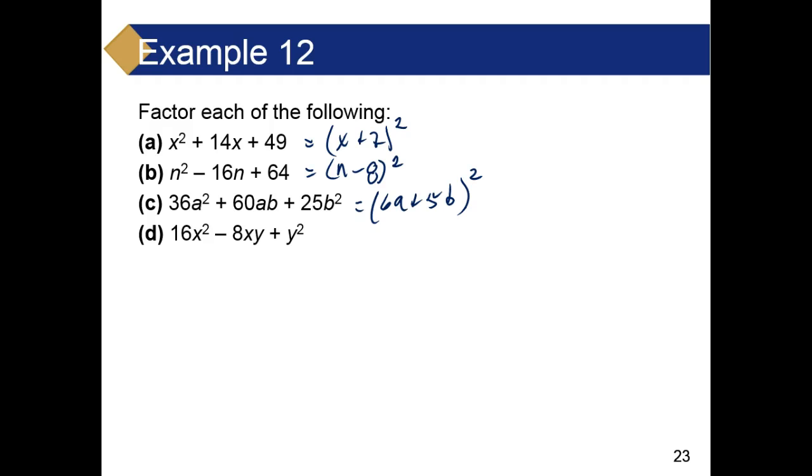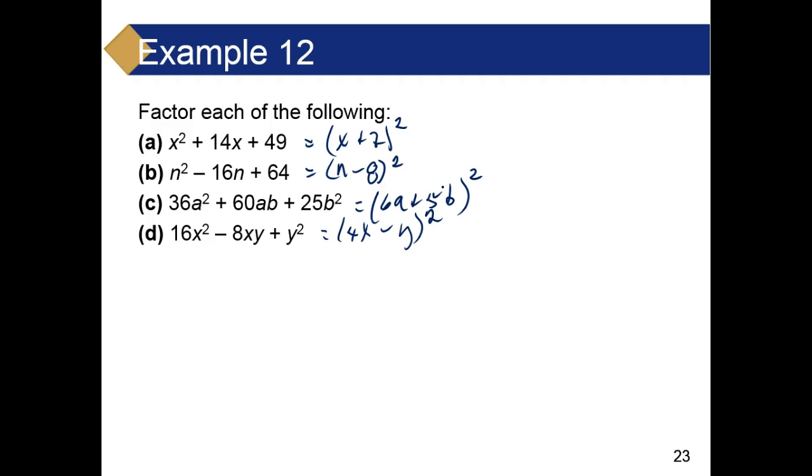You do what? Double it. That would be 60ab. Plus 60ab, that works. 25b squared. Yes, yes, yes. Okay, how about that last one? A little louder. I heard a 4 mumbled. Okay. 4x minus y. Why not? Okay. Squared. Okay. Does that work?